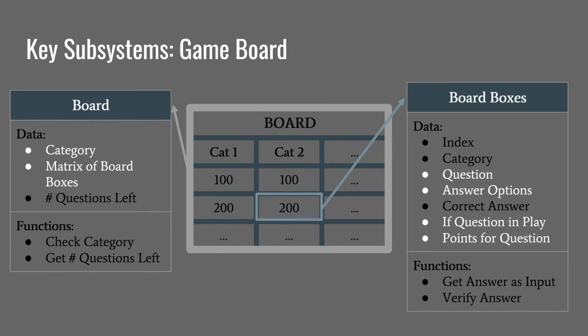Our game board design will allow the player to visually see the categories. Our game board contains the categories as well as holding each board box. The board boxes contain the question, the potential answers to the question, points for the question, and if the question is already in play.